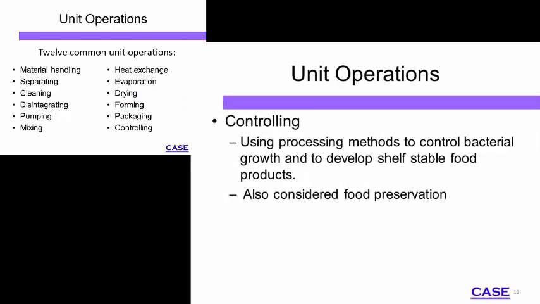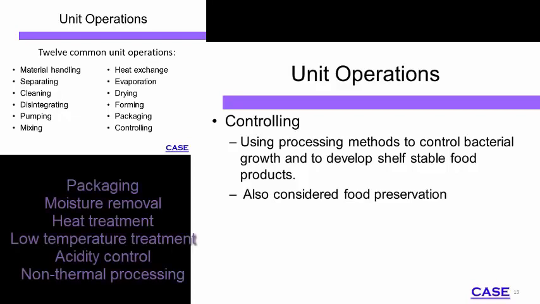There are 6 basic control methods in food processing. They are packaging, moisture removal, heat treatment, low temperature treatment, acidity control, and non-thermal processing. Preservation methods allow food to be stored longer.